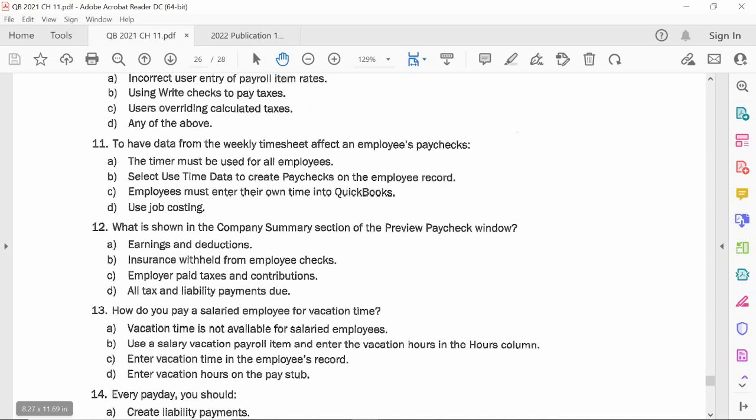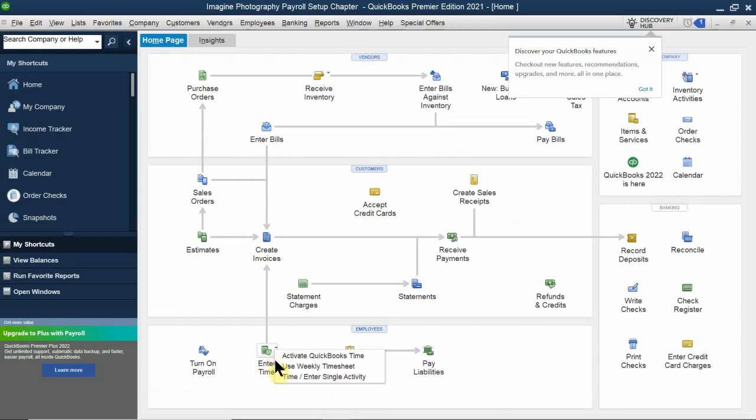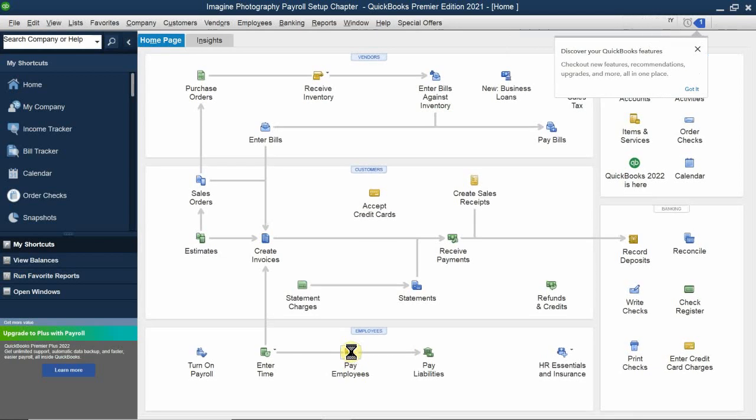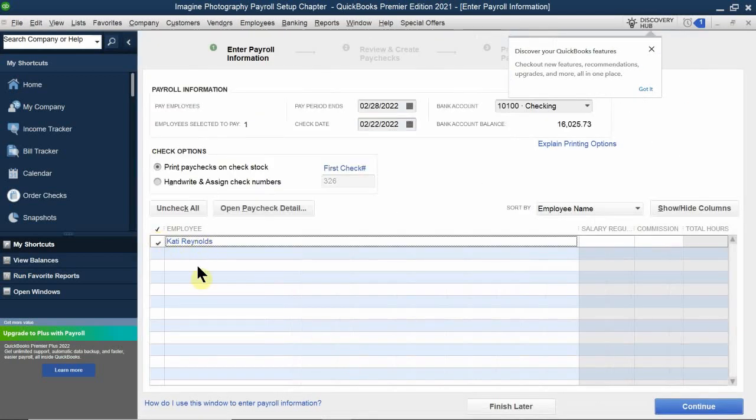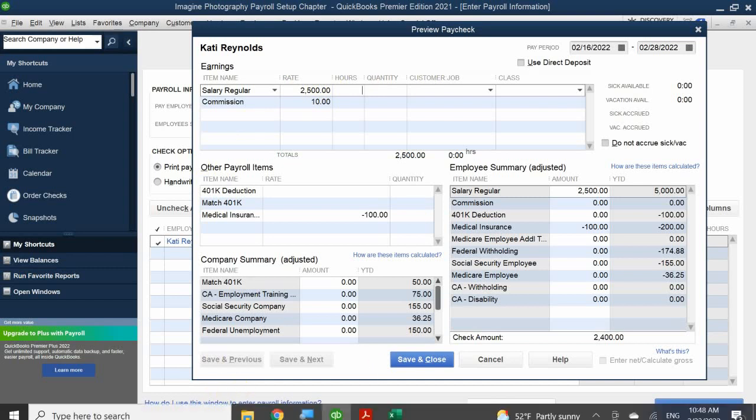So what this is talking about is this window right here. Not this one. This one. They're talking about this section right here. Okay, company summary, which is the company's means to pay for the taxes for having this employee. It's based on this particular employee's earnings, and then what deductions and contributions they offer for this employee.